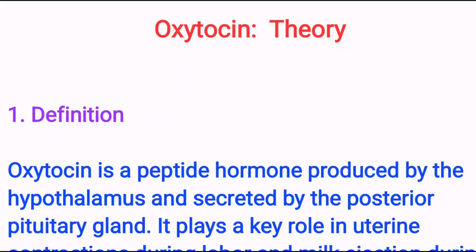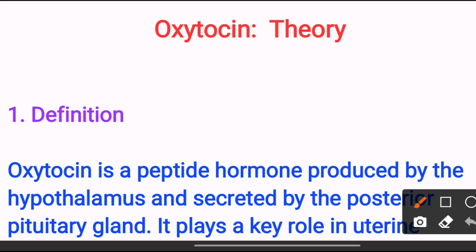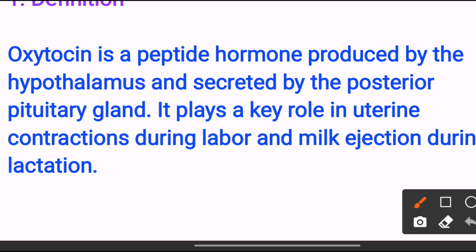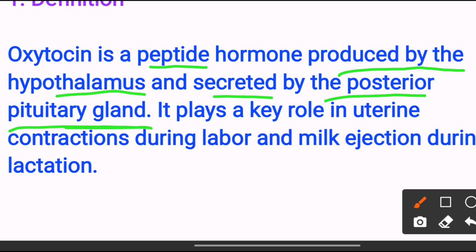Today we will discuss the most important topic, oxytocin. What is the definition of oxytocin? Oxytocin is a peptide hormone produced by the hypothalamus and secreted by the posterior pituitary gland. It's secreted by the posterior pituitary gland, not the anterior. It is the posterior pituitary gland.